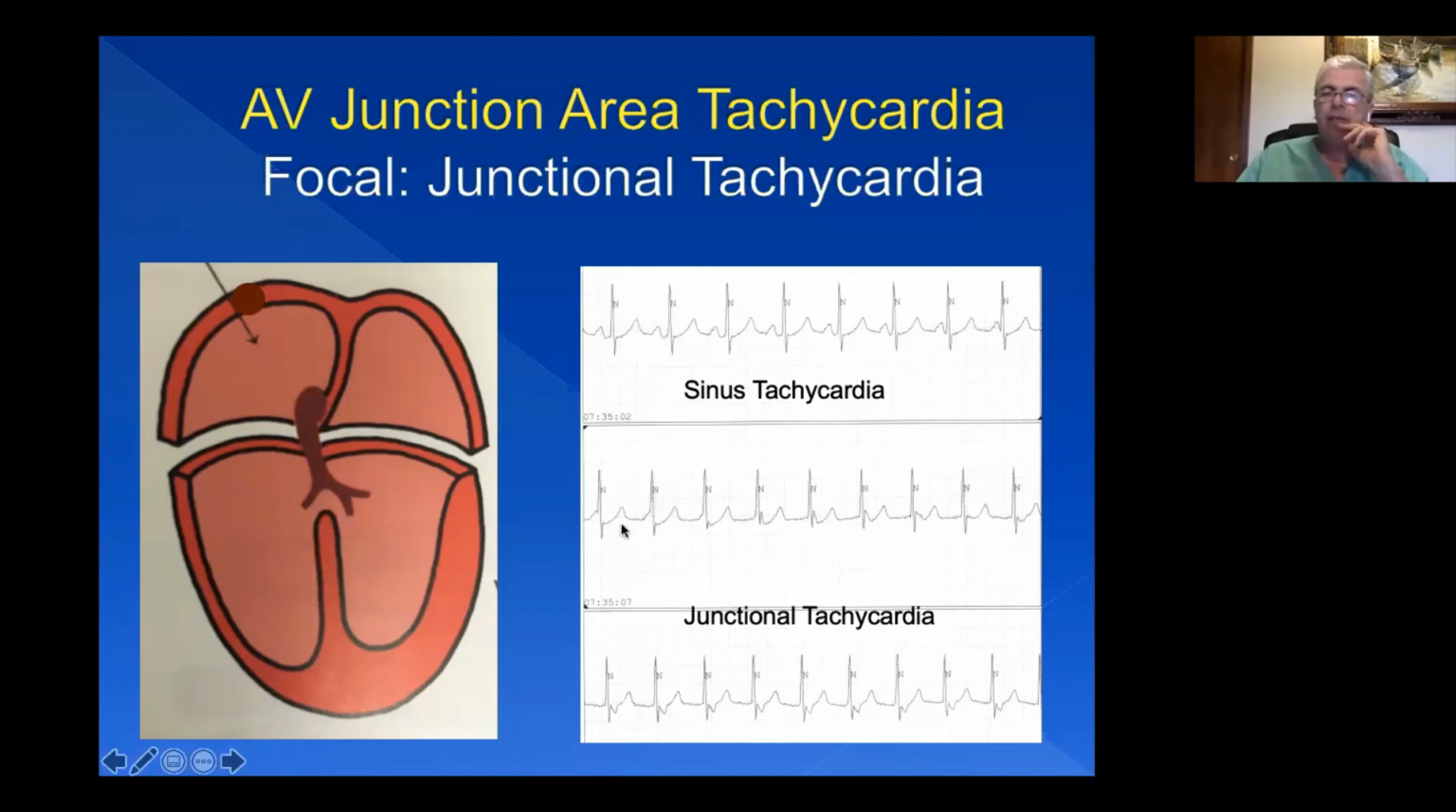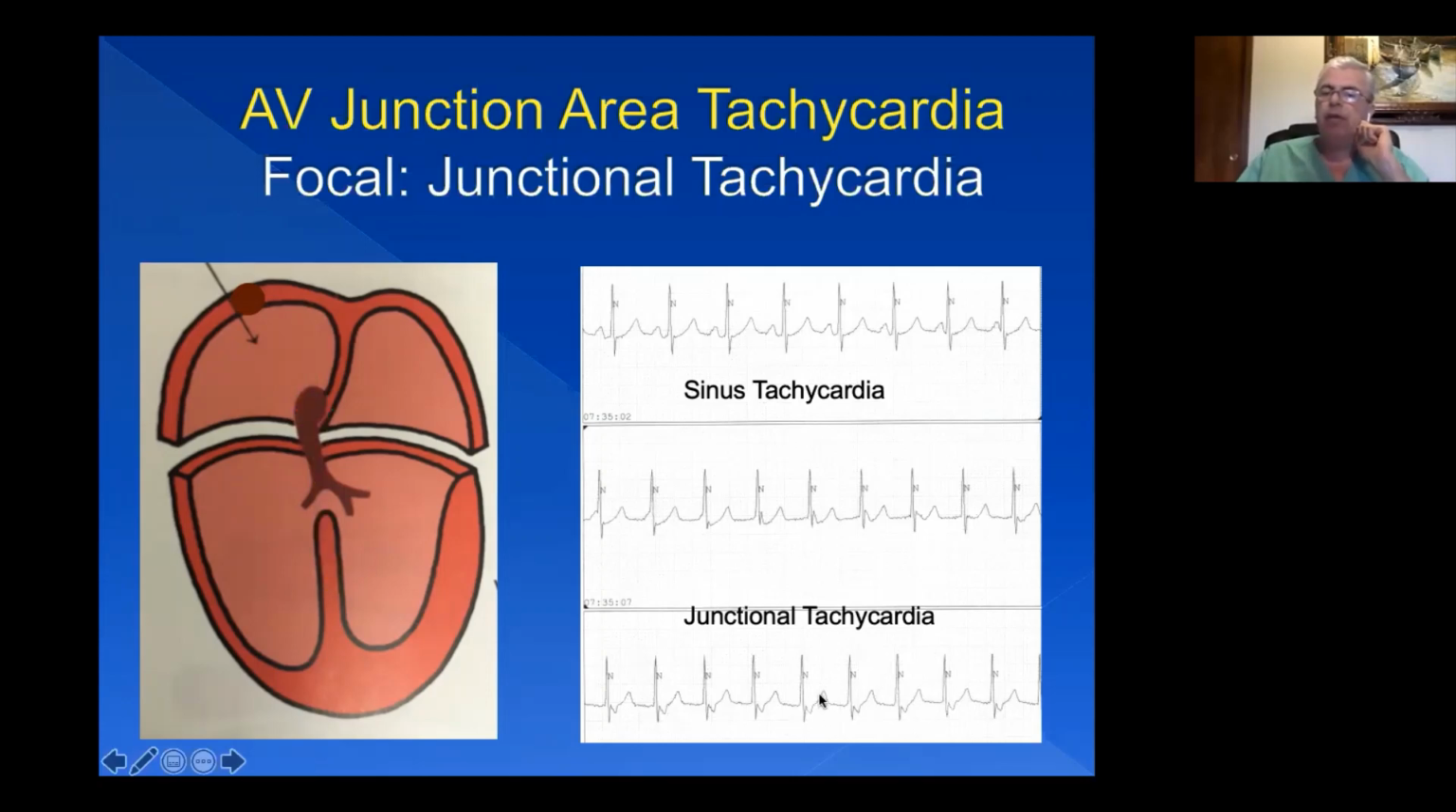And then you see the P wave disappearing into the QRS, then going away, then flipping behind the QRS. Why? Because the spot in the junction here sped up faster than the sinus, took over, and started activating the atria in a retrograde fashion, giving us negative P wave because going bottom up. This is an example of sinus going into junctional tachy. So this is junctional tachycardia.